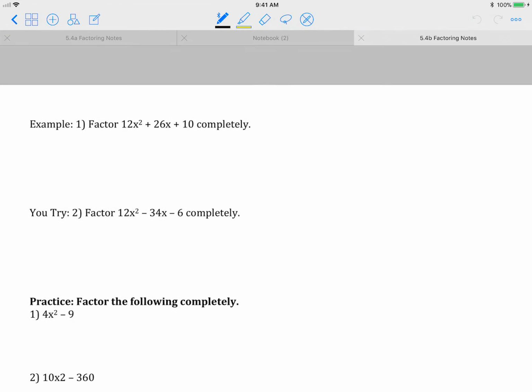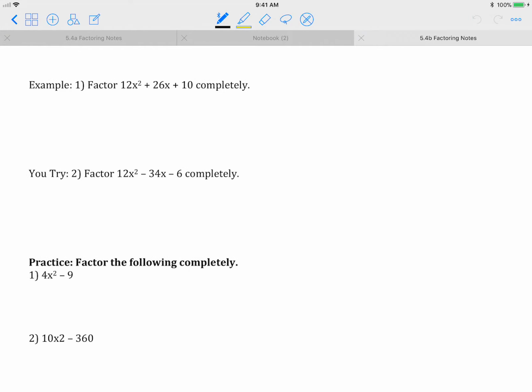Okay? So let's do these last two examples, and then I'll let you guys get started. First we're going to look for a GCF. Yes, this one does have a GCF. It looks like they're all divisible by 2, so I'm going to divide every one of them by 2, and make sure that 2 is part of my final answer. So 6x squared plus 13x plus 5.